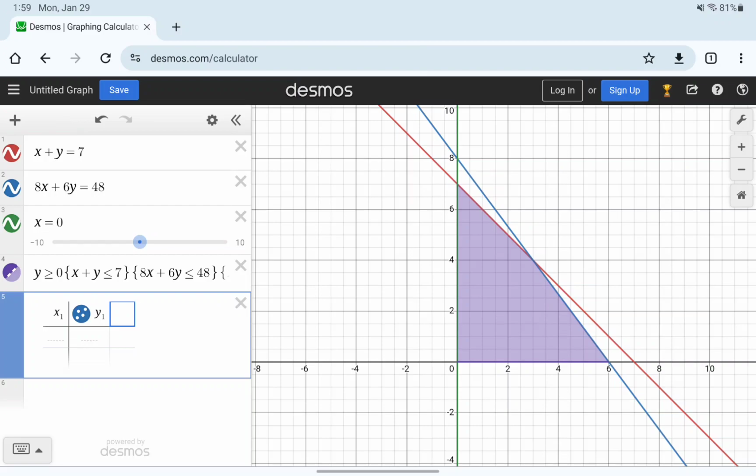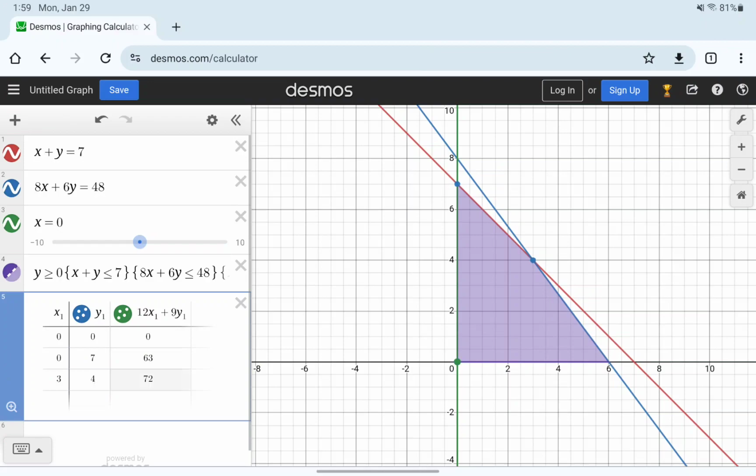We can go ahead and set up our table to optimize that objective function, which in this case would be 12x plus 9y. Plugging in our pairs, we get (0, 0), (0, 7), (3, 4), and (6, 0). In this case, again, like we had in the last example, we get two different possibilities, two different types of production that yield a maximum profit of $72.